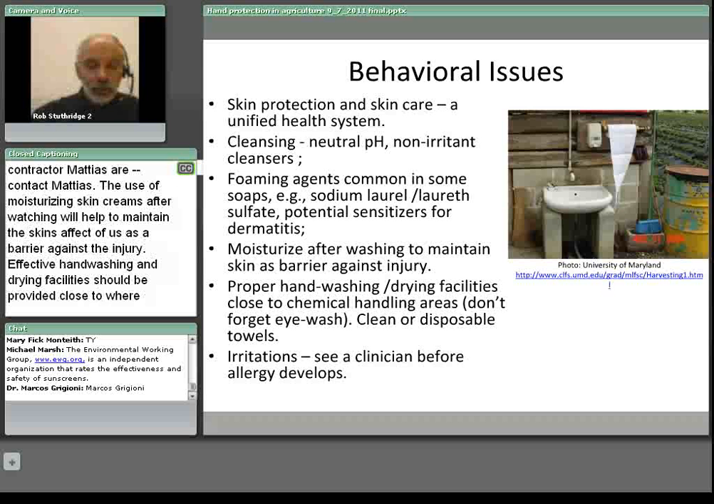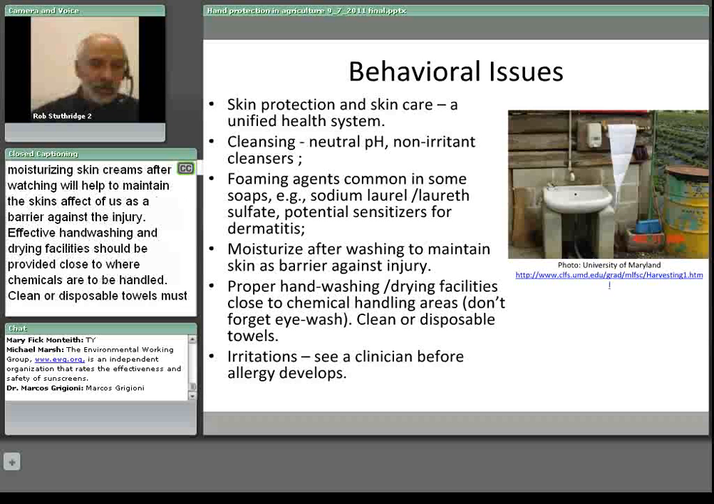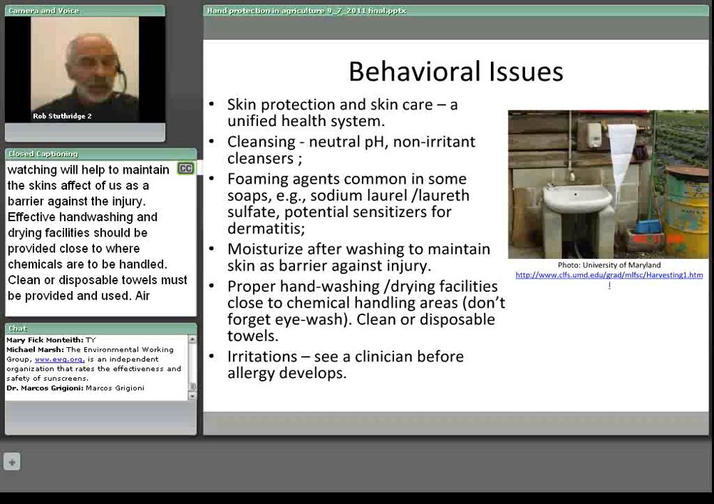Clean or disposable towels must be provided and used. Irritations that do occur should be referred to a clinician before any allergy develops, as the allergy can end up affecting the whole immune system.